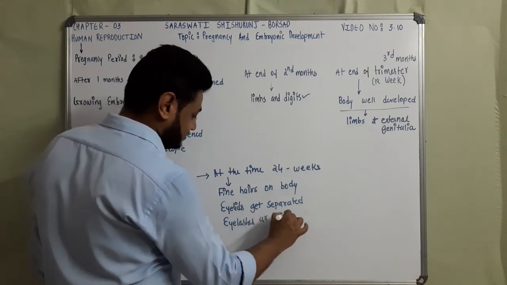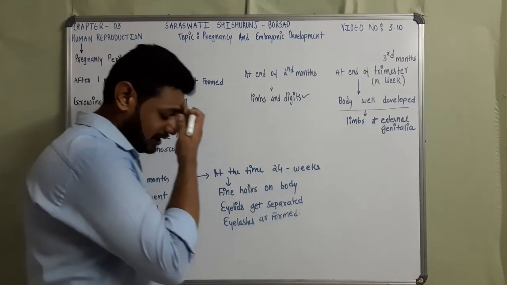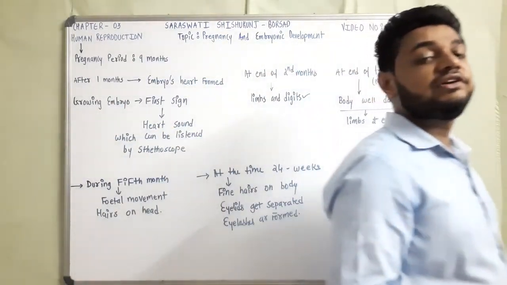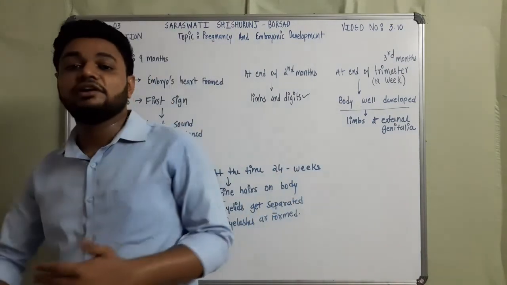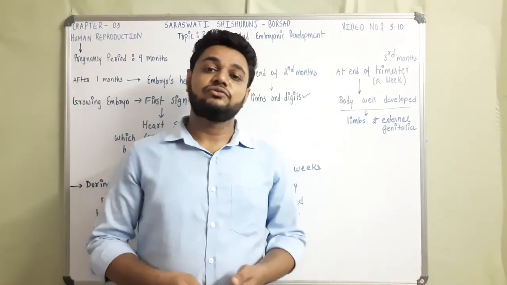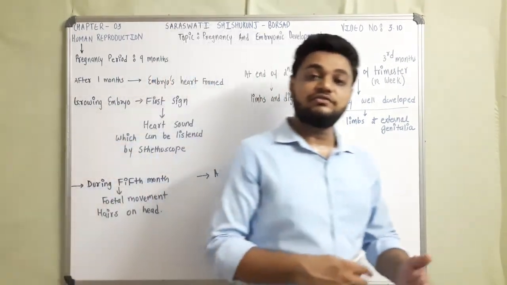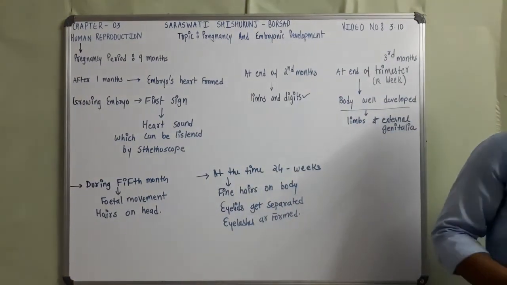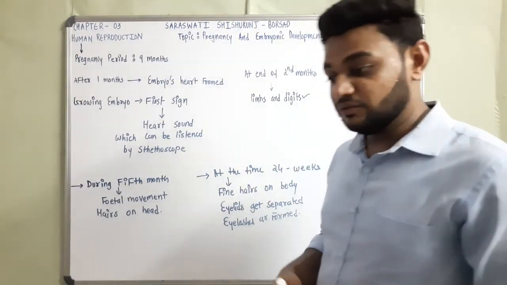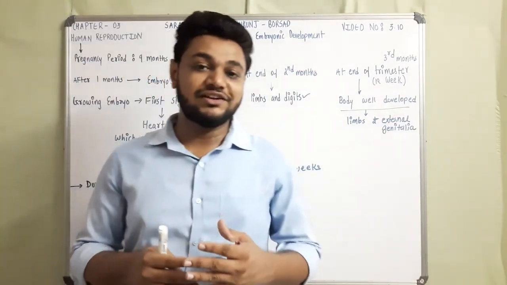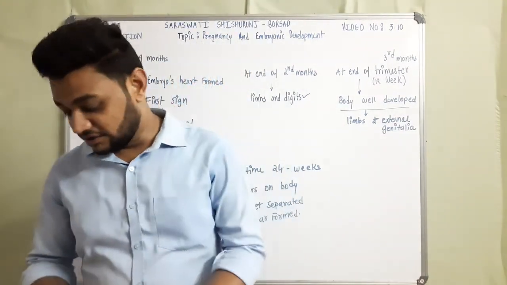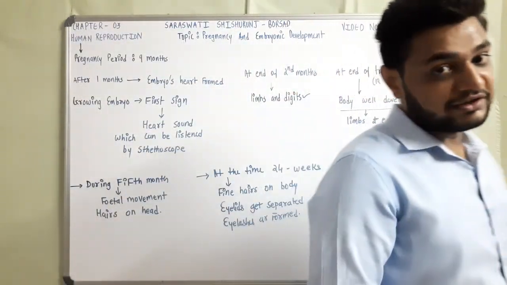So these are the changes occurring during pregnancy, and at the 9th month the fetus has completely developed and is ready for delivery. We can say the fetus has been converted into a young one, and it is now ready for delivery. So now we will see in the next video parturition and lactation. Thank you.